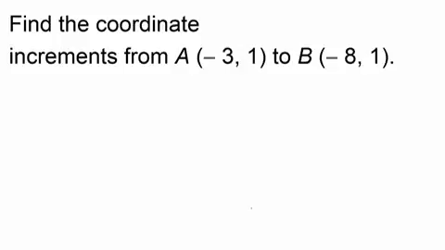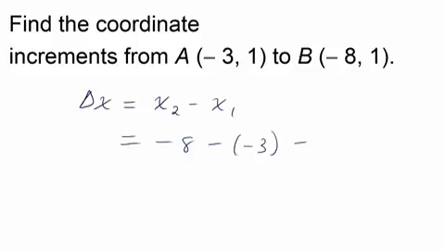Find the coordinate increments from point A, being at negative 3, 1, to point B, which is at negative 8, 1. Let's first find delta x. Delta x, which is defined as x sub 2 minus x sub 1, would equal x sub 2, the x sub 2 coordinate is negative 8, minus the x sub 1 coordinate, which is negative 3. So negative 8 minus negative 3 is negative 5. So delta x is negative 5.